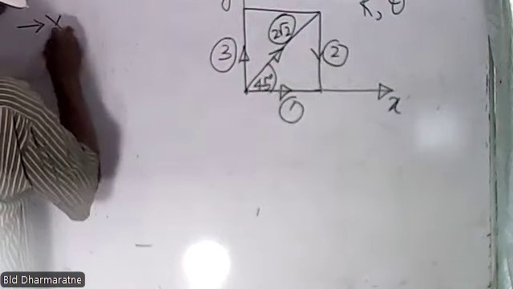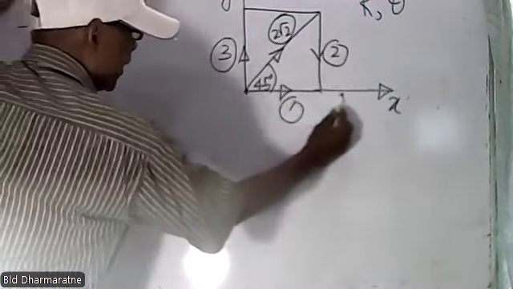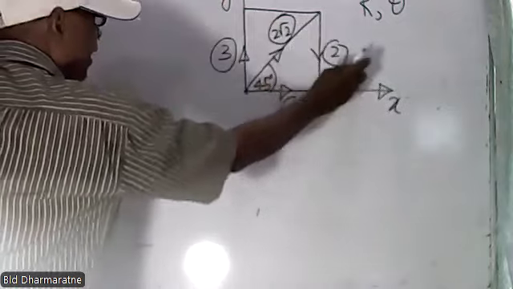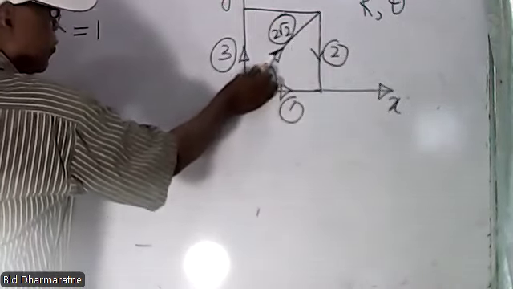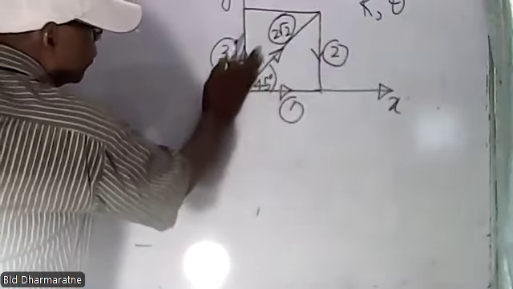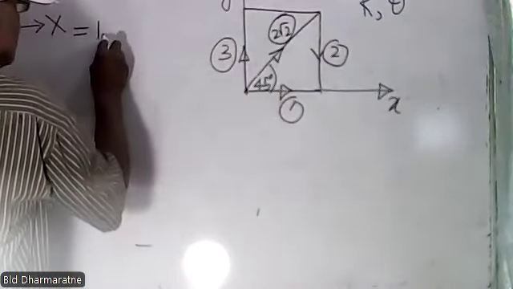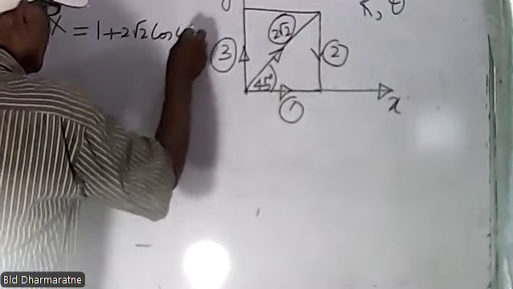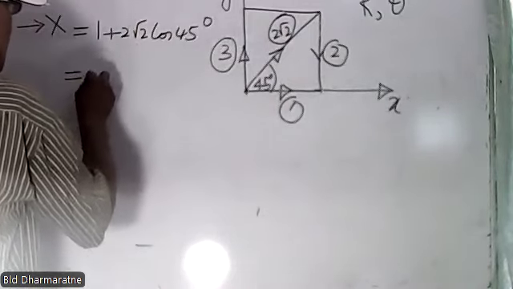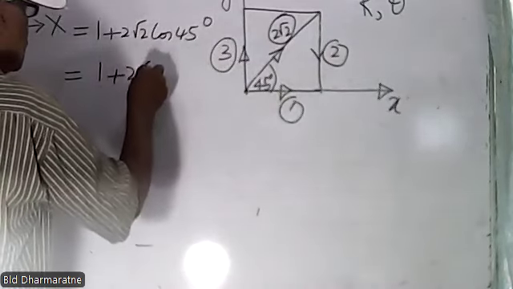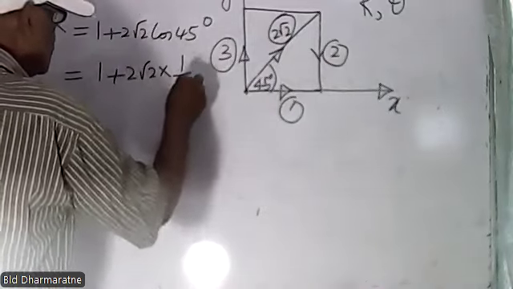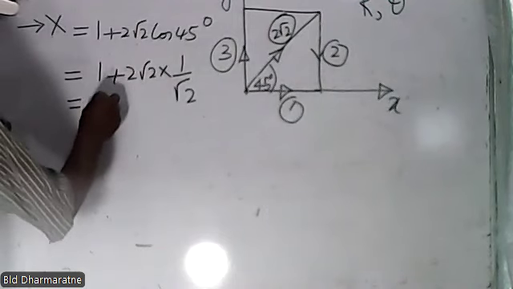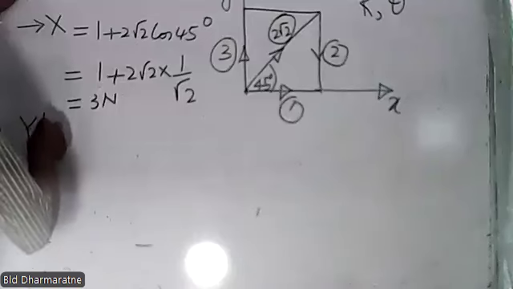Now the x component. X is equal to this one, which comes directly as 1. There are no parallel forces, and the vertical force is neglected. This is an inclined force, so it should be resolved. How to resolve? 2 root 2 cos 45. Now we have 1 plus 2 root 2 cos 45, which is 1 over root 2. The root 2s cancel, so 1 plus 2 is 3 Newton.